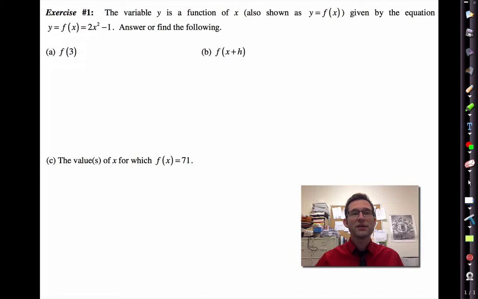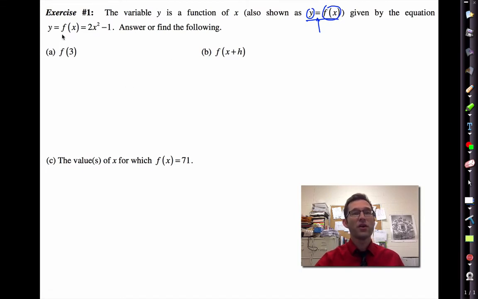All right. Exercise number 1. The variable y is a function of x, also known as y equals f of x. You'll see this a lot. Now, by the way, I want to point something out immediately. Y and the function are the same thing. That's what that equals symbol means, right? They're the same thing. All right?